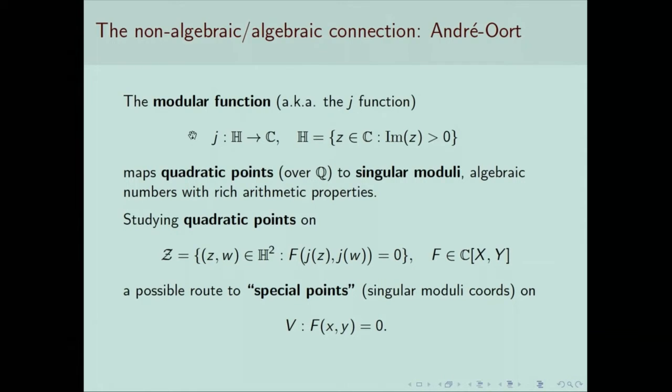So now if you study quadratic points, z, w, in the upper half plane, so just points which are in the upper half plane and quadratic over the rationals, for which the j functions satisfy some polynomial, then this is in general some non-algebraic set. And if you study quadratic points on that set, then that's a possible route to studying points on f(x,y) equals 0 which are singular moduli. And that is the very basic case of the André-Oort conjecture, which in this case was proved by Yves André in 1998.